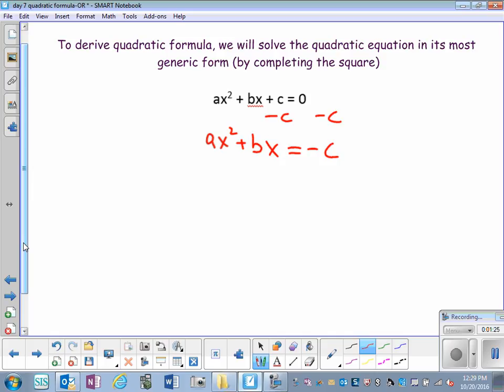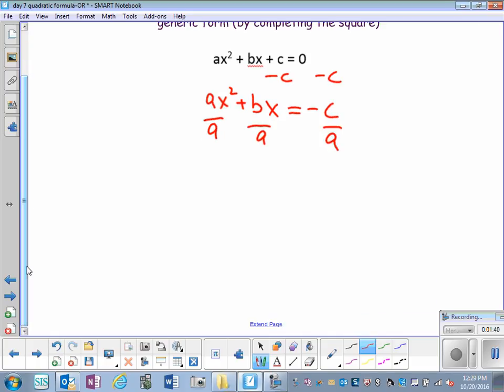You would divide. No, before I go there, what do I need to do? Take care of this a, right? Yeah. I want to set a to 1, so I need to divide everything by a. So what I have is x squared plus b divided by a, x equals negative c divided by a.